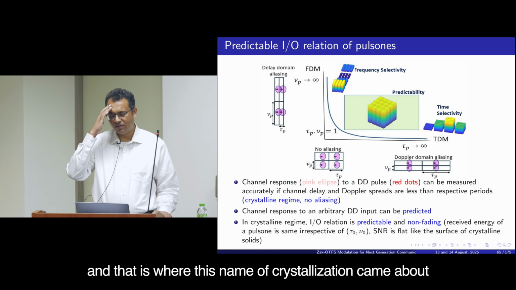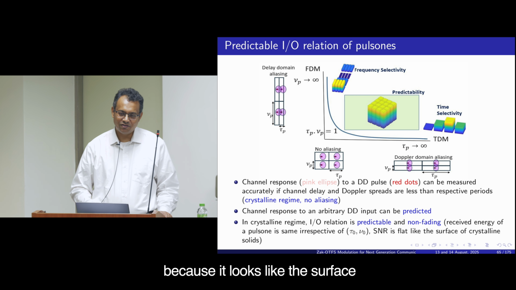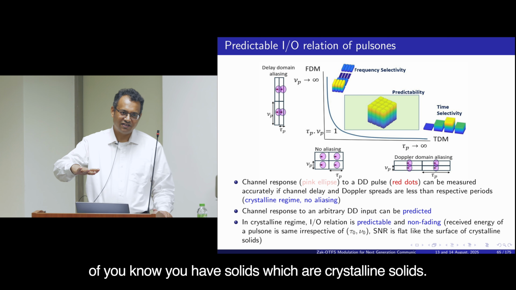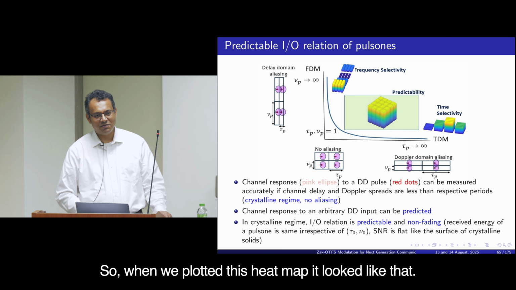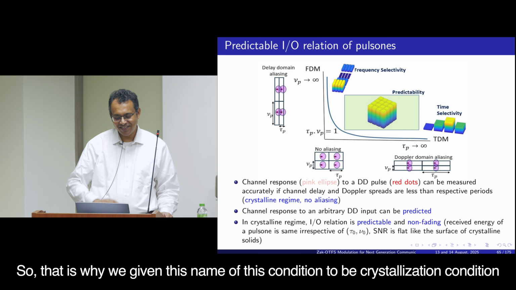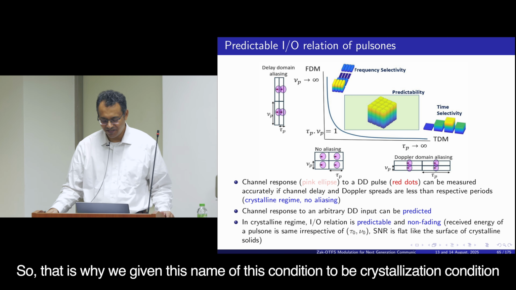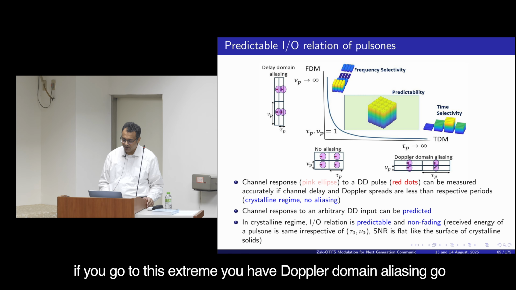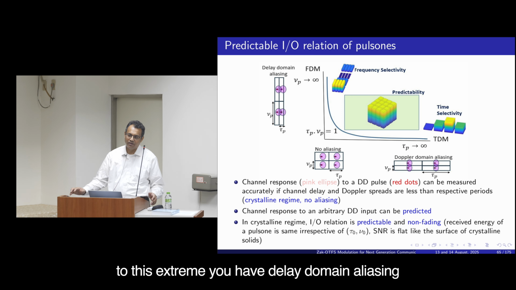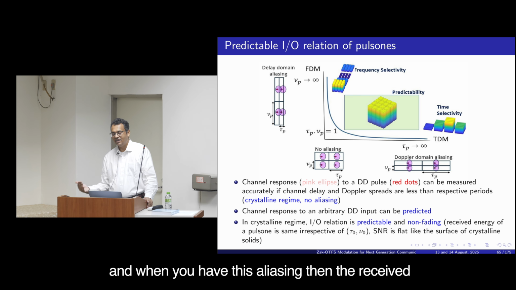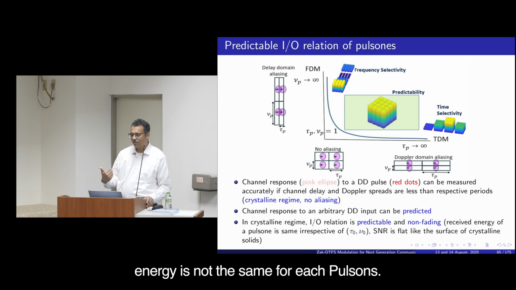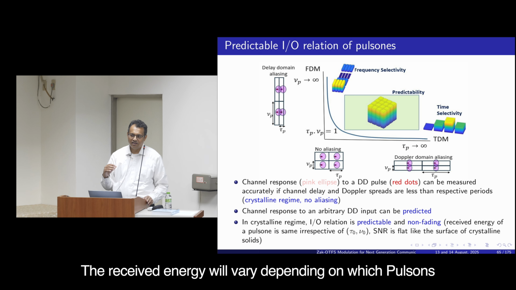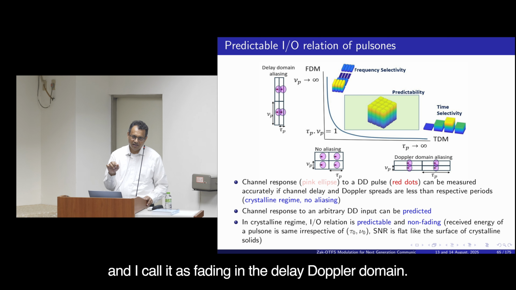And that is where this name crystallization came about, because it looks like the surface of crystalline solids. So, when we plotted this heat map, it looked like that. That is why we gave this name to this condition, the crystallization condition. Okay. Of course, if you go to this extreme, you have Doppler domain aliasing, and if you go to this extreme, you have delay domain aliasing. And when you have this aliasing, then the received energy is not the same for each pulson. The received energy will vary depending on which pulson you transmitted at what location. And I call it fading in the delay Doppler domain.